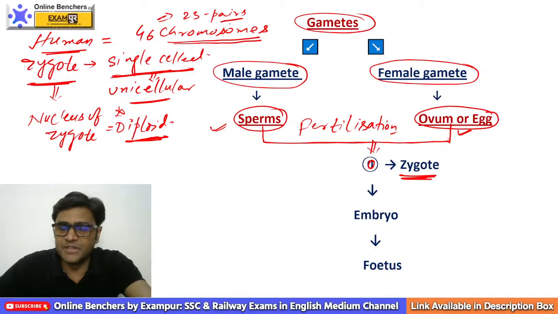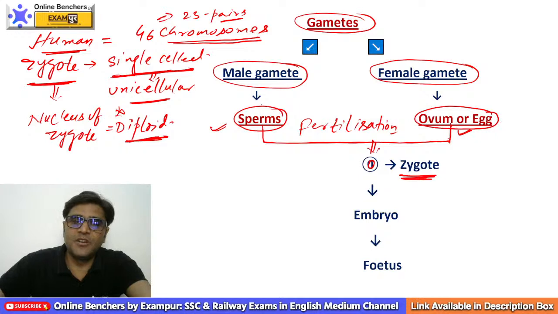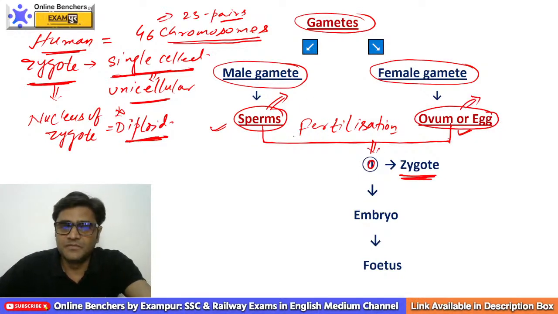Okay, very important. But when we talk about the gametes, that is sperms or ovum, how many chromosomes are present in sperm and ovum? In gametes, the number of chromosomes becomes just half of your body cells. That is, in sperm we have 23 chromosomes, in ovum we also have 23 chromosomes.